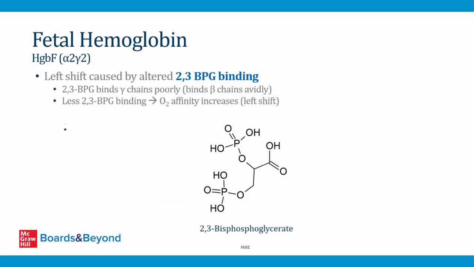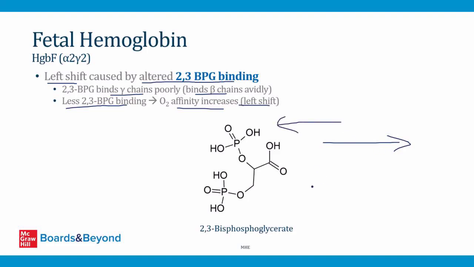So the tie-in with 2,3-BPG is that the left shift of fetal hemoglobin is caused by altered 2,3-BPG binding. 2,3-BPG binds gamma chains poorly. It's much better at binding beta chains like you find in adult hemoglobin. So with less ability to bind 2,3-BPG, the oxygen affinity for hemoglobin increases through a left shift. Remember, 2,3-BPG binding normally shifts the curve right, but because 2,3-BPG can't bind the hemoglobin in the baby as well, the curve will drift over to the left.